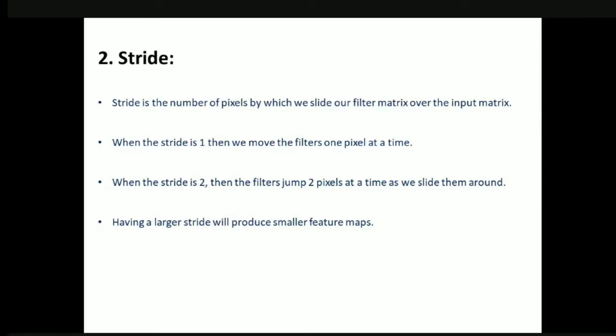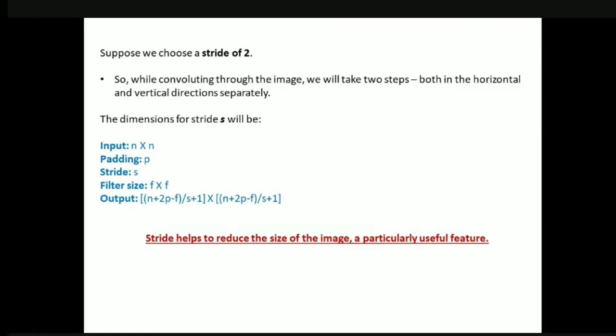The importance of stride is that a larger stride produces a smaller feature map, because the filter moves from one place to another with larger jumps, so we get a smaller feature map. Let us say we choose a stride of 2. What is the meaning of choosing a stride of 2? It means the filter matrix shifts 2 pixels at a time from the first operation to the second operation. The dimensions for the stride S are as follows.